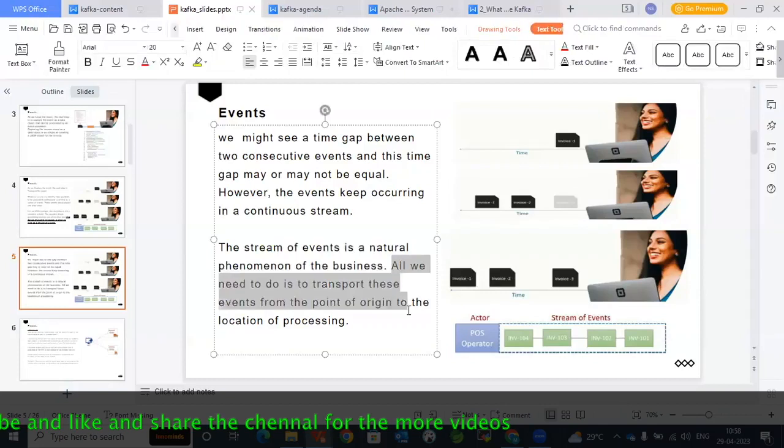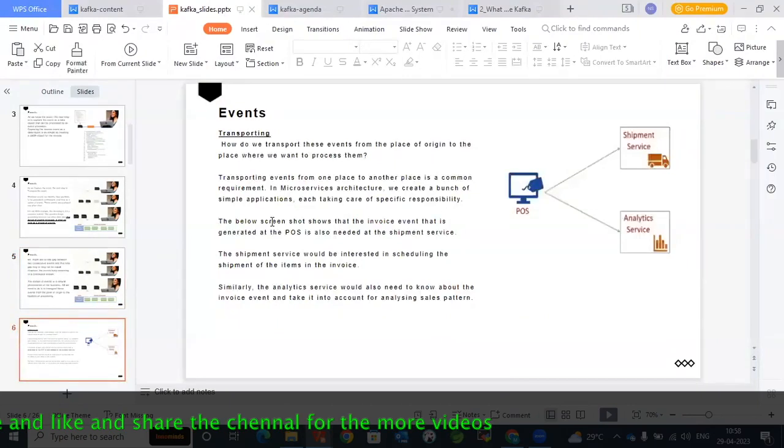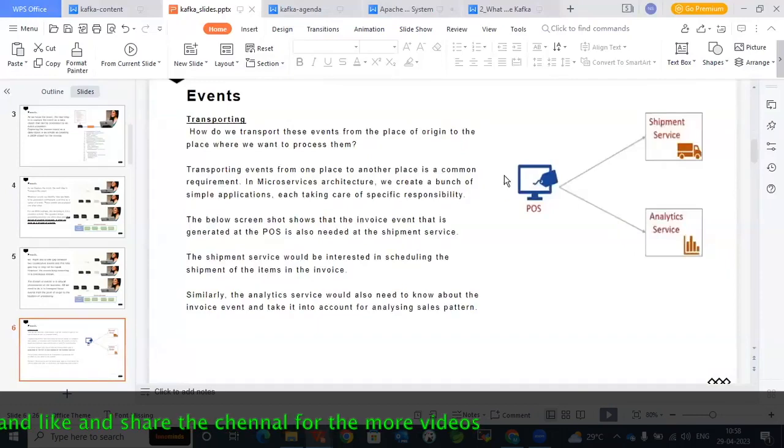So all we need to do now is think about how we can transport these multiple generated events to many systems. Hope you are able to see my screen. Here is the POS system, and we have a shipment service and an analytics service. Whatever payment we made, we got the invoice, and that invoice may need to be sent to the shipment service to ship the product to your doorstep, and given to the analytics service for the reports or the customer data of the particular retail store.